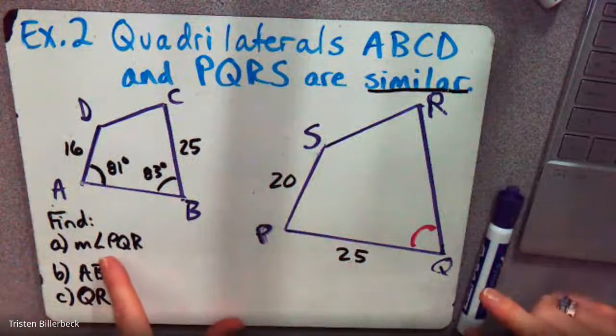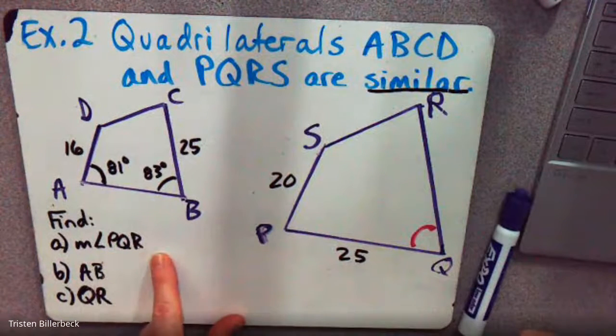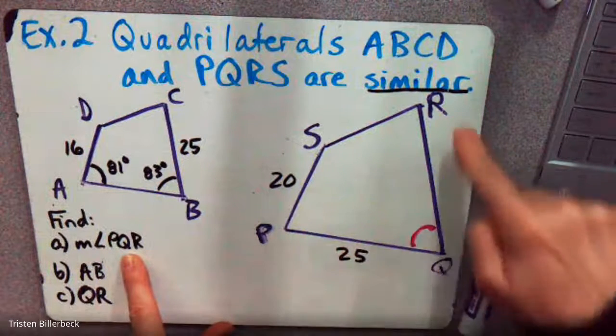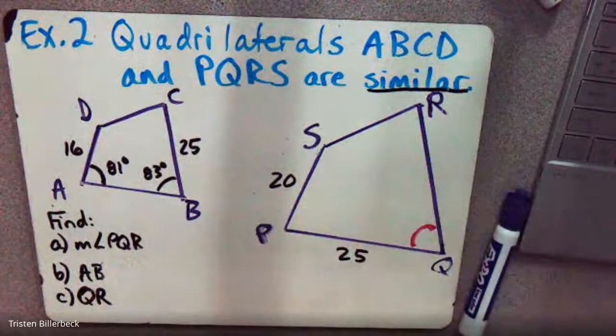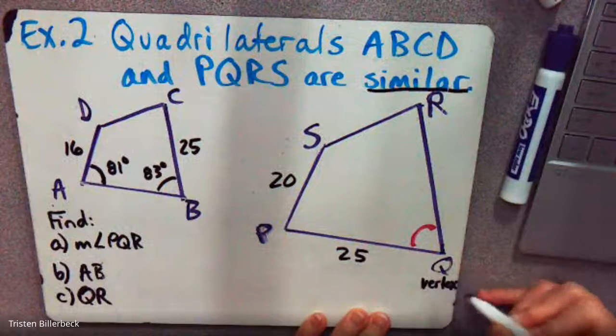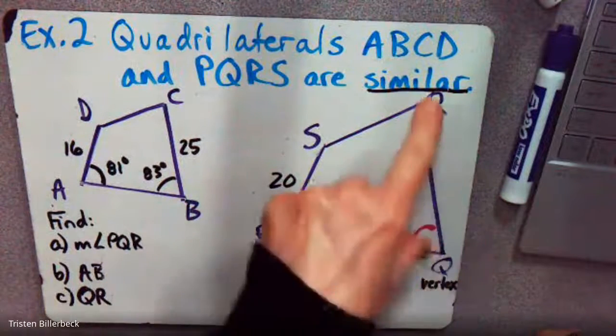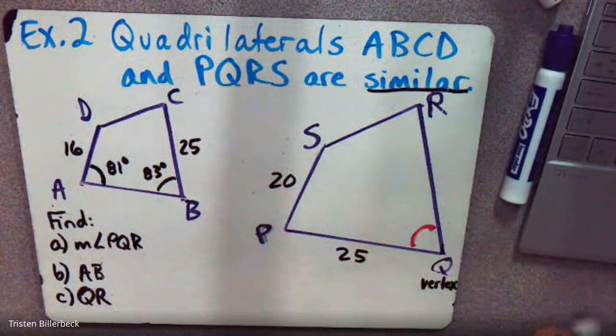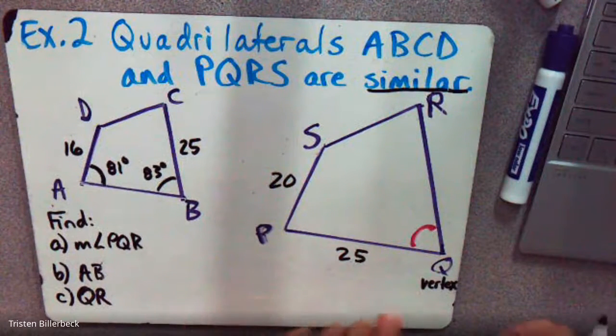So this is wanting us to find PQR. Now we have to note that Q is the vertex of the angle. So PQR, here's my vertex right here. So this is the vertex of the angle. Okay, we could have gotten away with angle Q because there's no confusion now over what angle Q is. Sometimes there's confusion, so we have to use 3 letters. So in this case, we could have gotten away with just saying find the measure of angle Q.